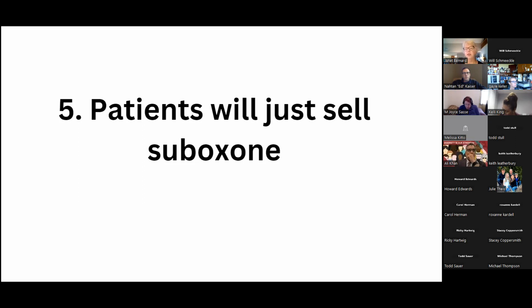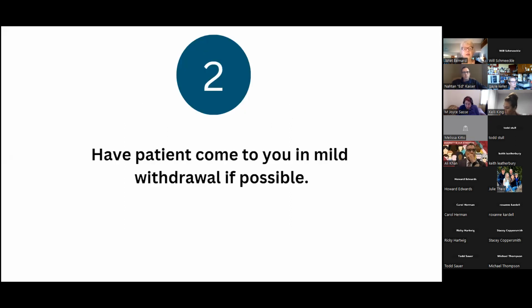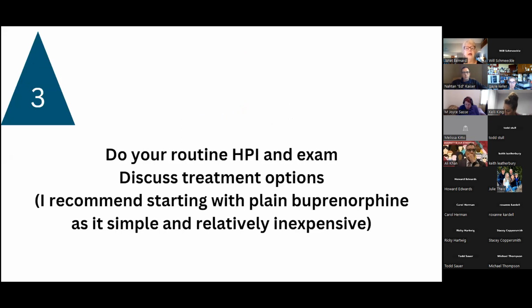We'll go back to starting this in your practice, but I cannot over recommend that article because it is fabulous. Okay, so if you have the discussion with the patient and they want to go ahead with this, have them come to you in mild withdrawal if possible. They don't have to be ragingly sick. You just want to have them just kind of starting out on that where they're starting to feel bad. Do your routine HPI and exam, discuss the treatment options.